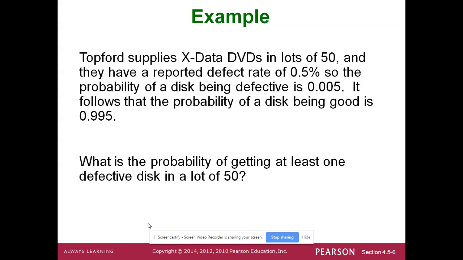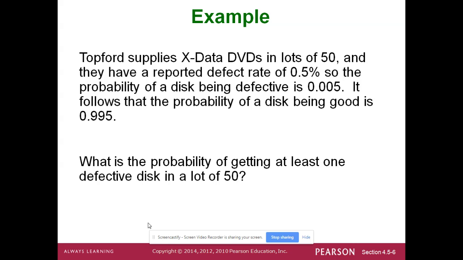Tomford supplies data DVDs in lots of 50, and they have a reported defect rate of 0.5%. So the probability of a disk being defective is 0.005. They converted that percent to a decimal for you. It follows that the probability of a disk being good would be 0.995, which is 1 minus 0.005. What's the probability of getting at least one defective disk in a lot of 50?